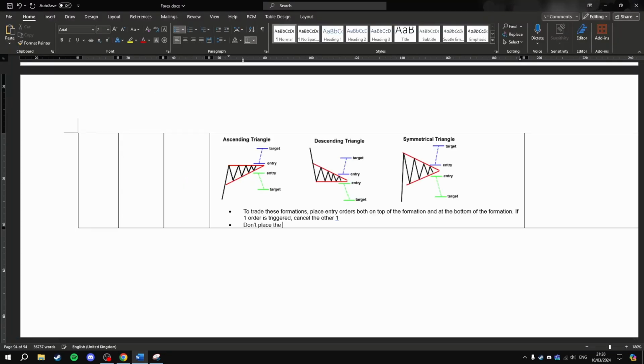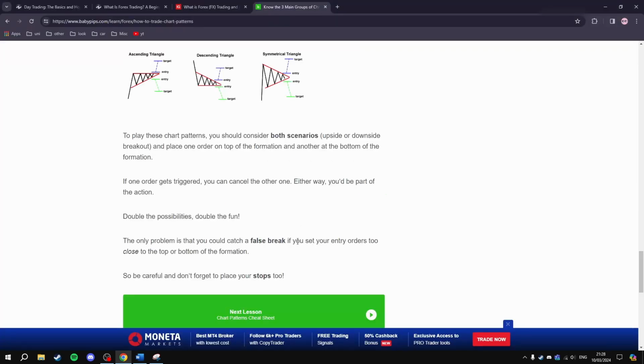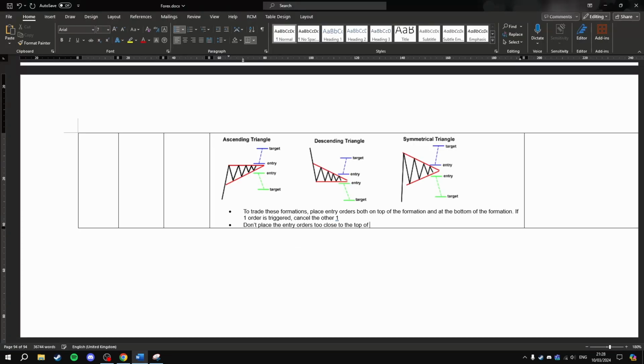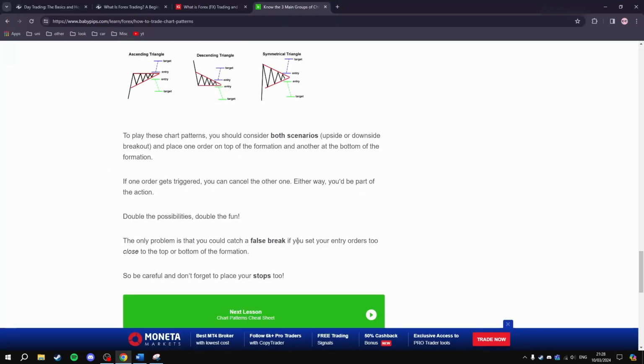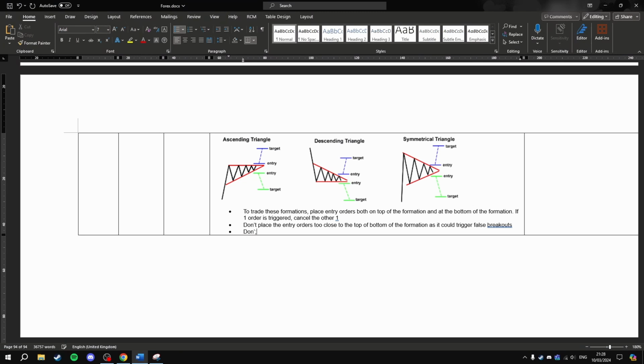Don't place the entry orders too close to the top or bottom of the formation, as it could trigger false breakouts. Don't forget to place a stop loss order as well.